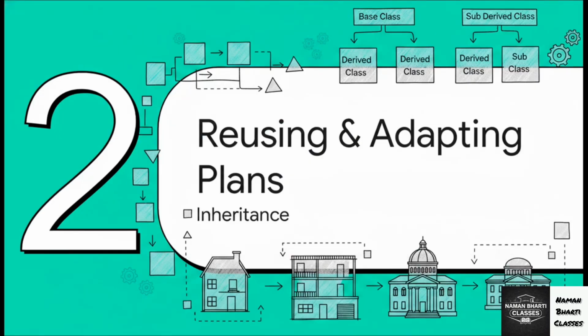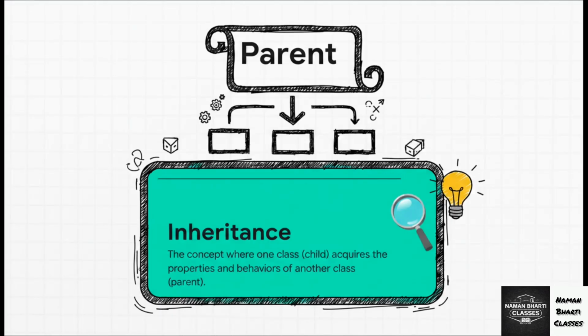Now here's where things get really efficient. Great architects don't draw a brand new plan for every single house. No way. They reuse and adapt plans they've already made. In OOP, we have this incredibly powerful concept for doing the exact same thing, and it's called inheritance. Inheritance lets us create a new class, we'll call it a child, that automatically gets or inherits all the features and behaviors of an existing parent class.